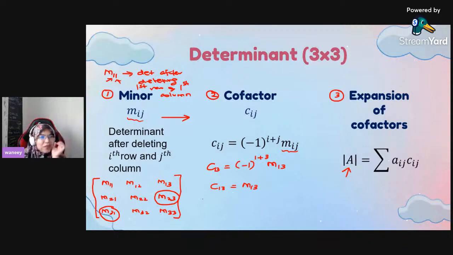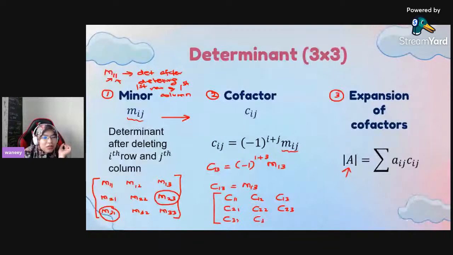And of course, if you need to calculate the cofactor matrix, again, you will have a big bracket, and then starting from C11, C12, C13, C21, C22, C23, C31, C32, C33. If you need to calculate the cofactor matrix, then it will be this matrix. So that means you have to calculate 9 times in order to get those matrix.